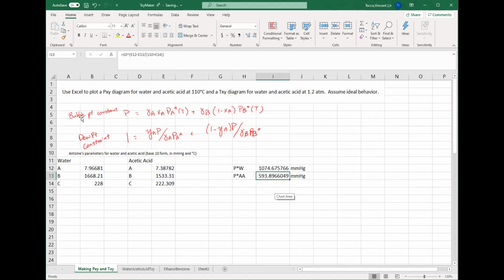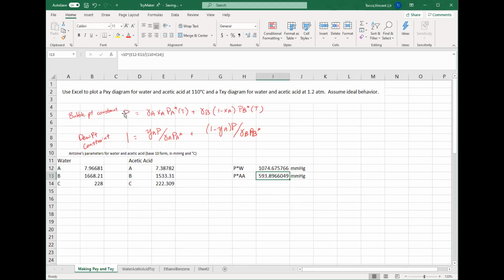The next thing I want to do is to solve the bubble point and the dew point constraints. If you look carefully at the bubble point equation, I still have two unknowns for my PXY diagram. So temperature is set, and therefore the vapor pressures are set, but I still have an unknown P and an unknown XA. Remember that because I'm assuming ideal behavior, I'm going to cancel the activity coefficients. So those are going to be equal to 1, so they're going to drop out.